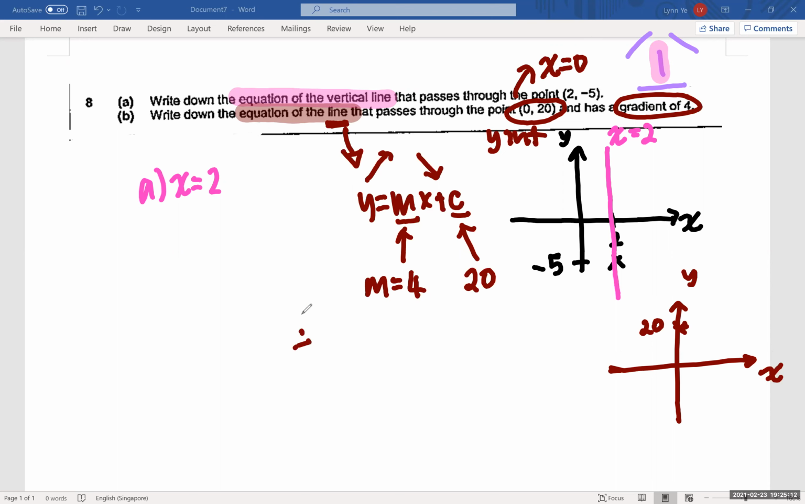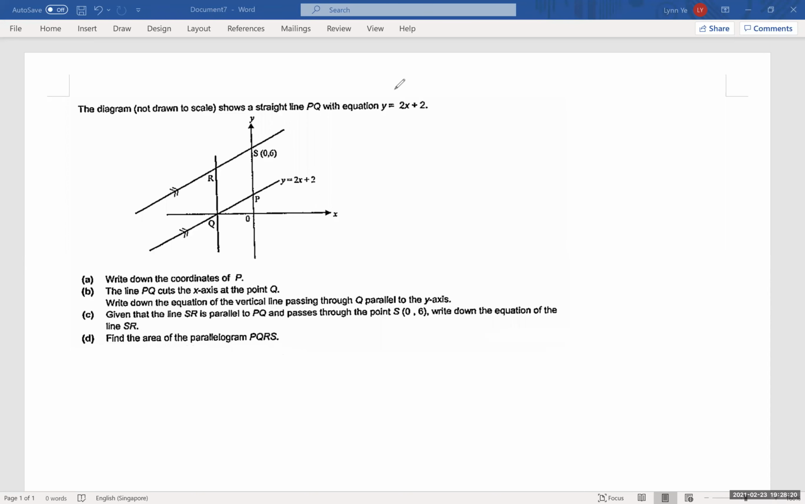And as such, I know that my equation would then be y is equal to 4x plus 20. The end for question B. Okay, so next up we'll move on to the next question.